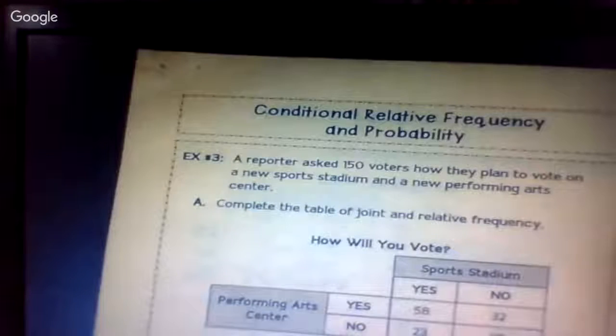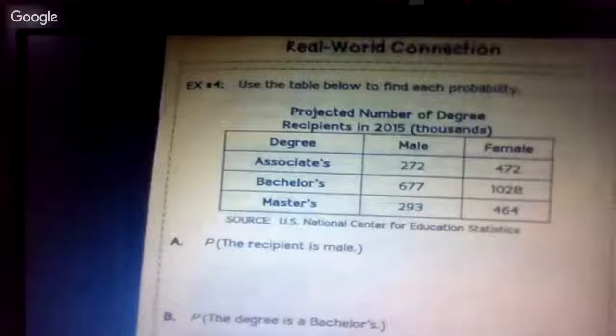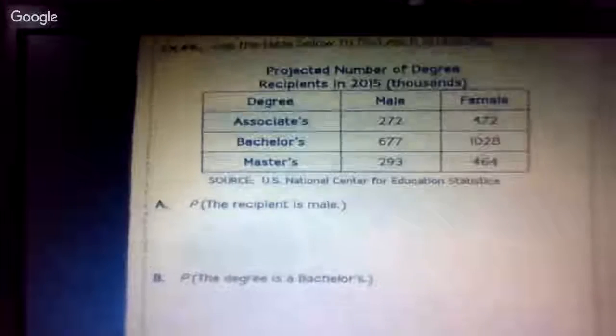I hate this Band-Aid. Okay, we're actually going to skip this page and move on to this one. No, it's good.